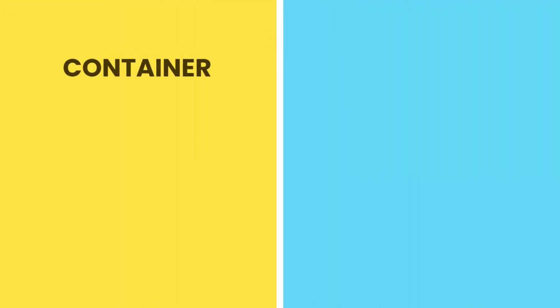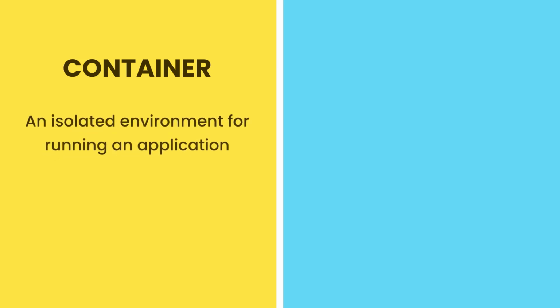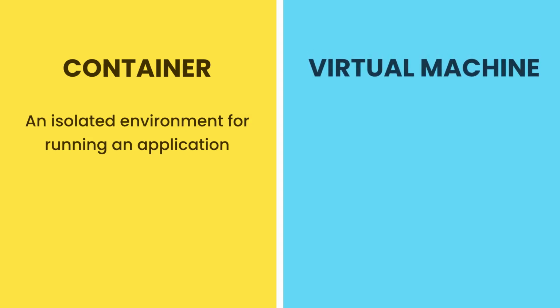So in the last lesson, I briefly talked about containers. A container is an isolated environment for running an application. Now, one of the questions that often comes up is, how are containers different from virtual machines or VMs? Do you know the differences?